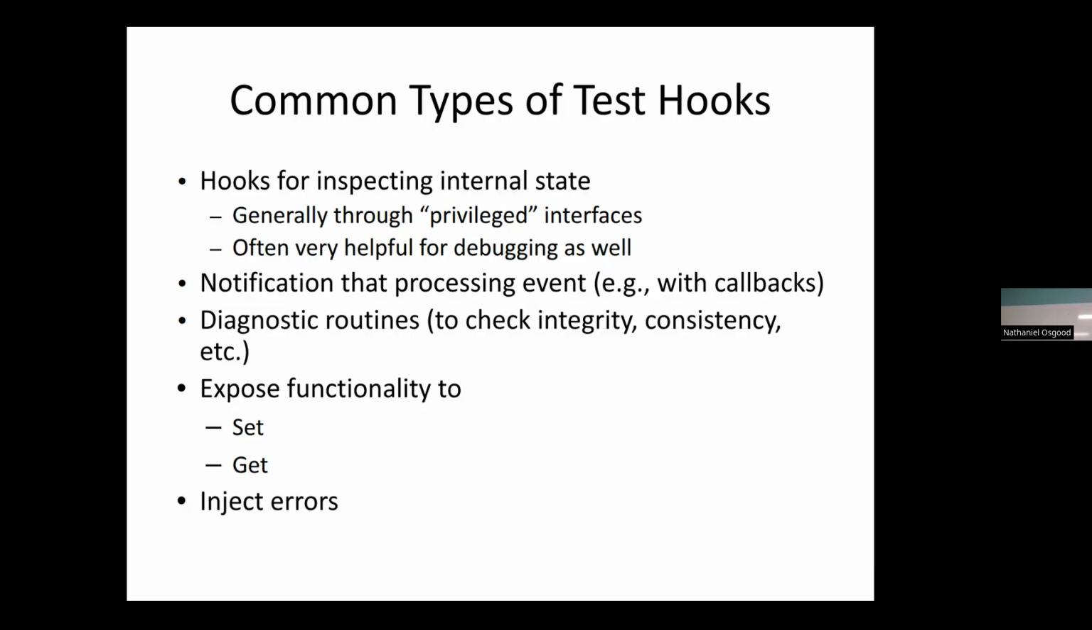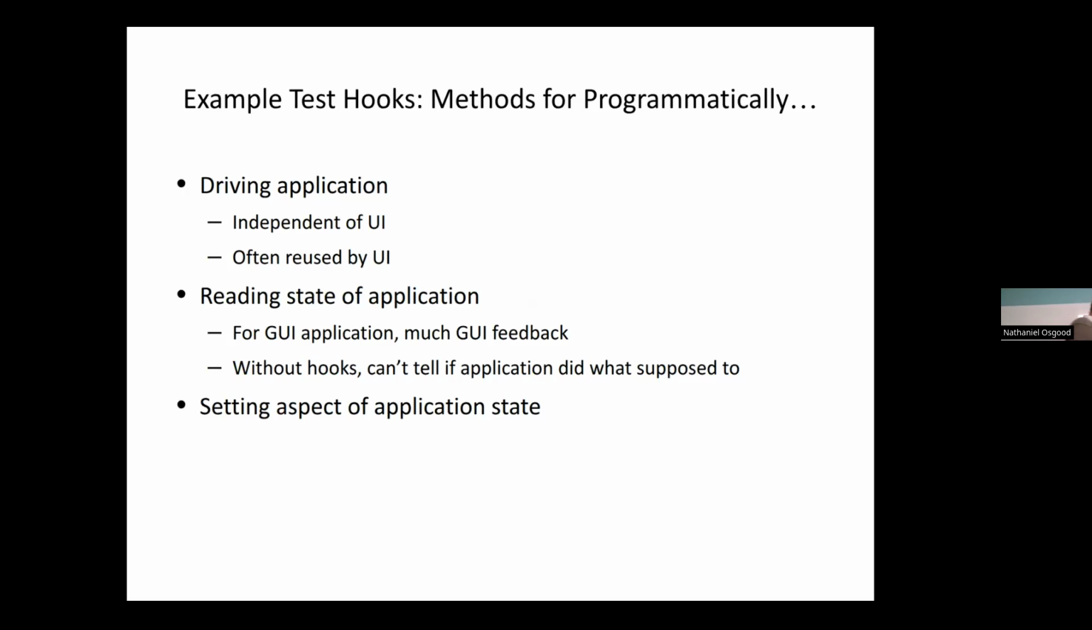You may have certain diagnostic routines that make sure that everything is consistent across the system. In some cases, you may expose functionality to set and get things so that, if you put the system into a certain state, you can get out results from it. And in some cases, you inject errors. As I said, you tell the system to assume it's offline. You put it in a state where it thinks it's a really slow network. You put it in the state where it thinks it's out of memory or out of disk space.